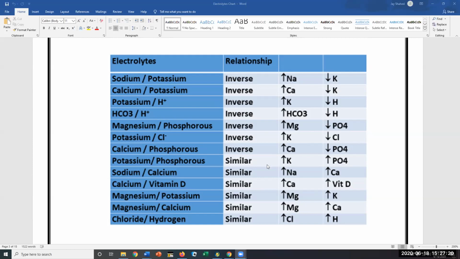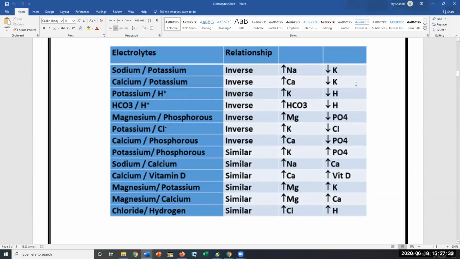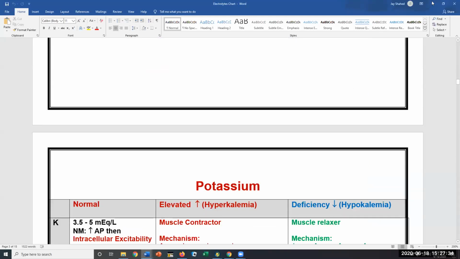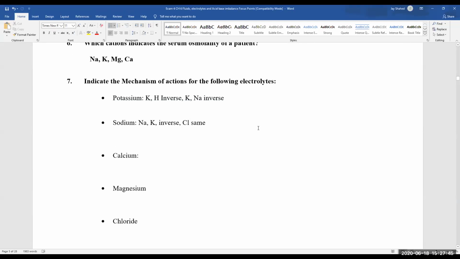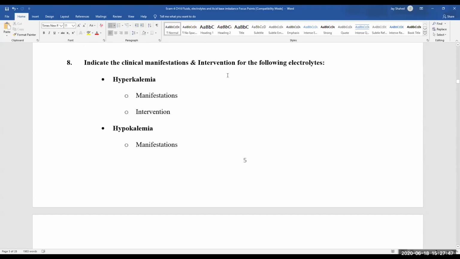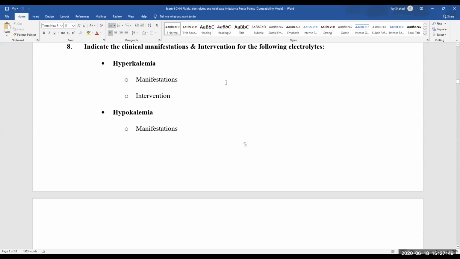Yeah, I mean, we know about the pumps, the sodium potassium pump. The only ones that go inside by themselves are magnesium, probably, and calcium. So let's share another one. Okay, so yeah, just make sure that you know the inversion.